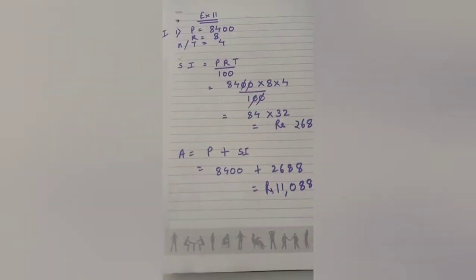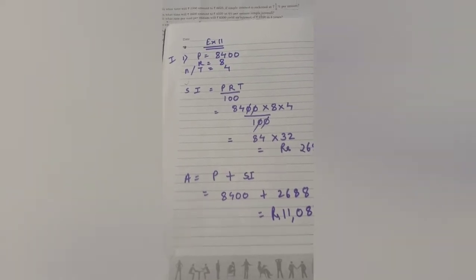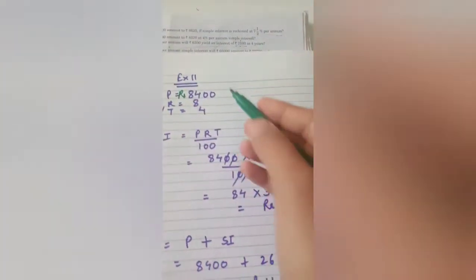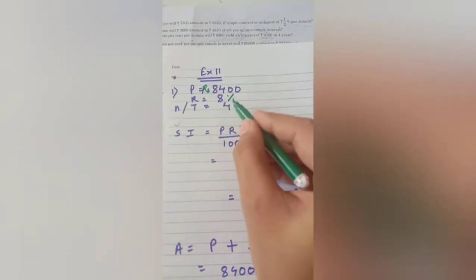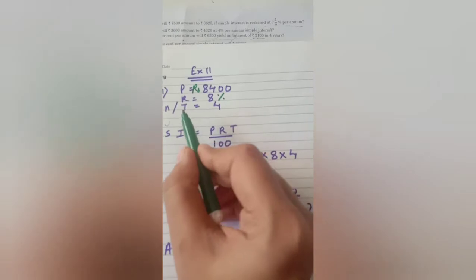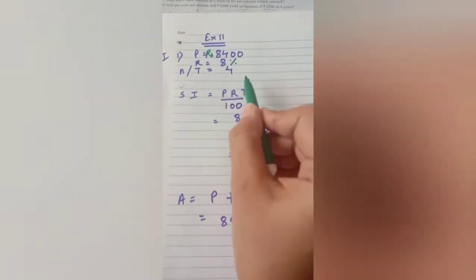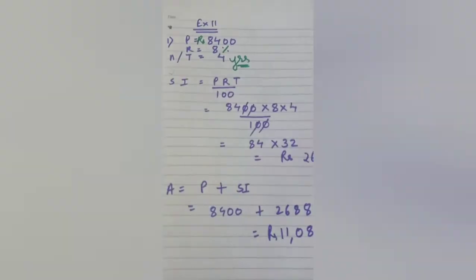Now the first sum says: find the simple interest and amount on each of the following. First, principal is given as rupees 8,400. Rate is always mentioned in percentage, so here it is 8%. Term period, normally denoted by N, number of years, or T, time period, which is 4 years. Always remember you should check that it is in years.